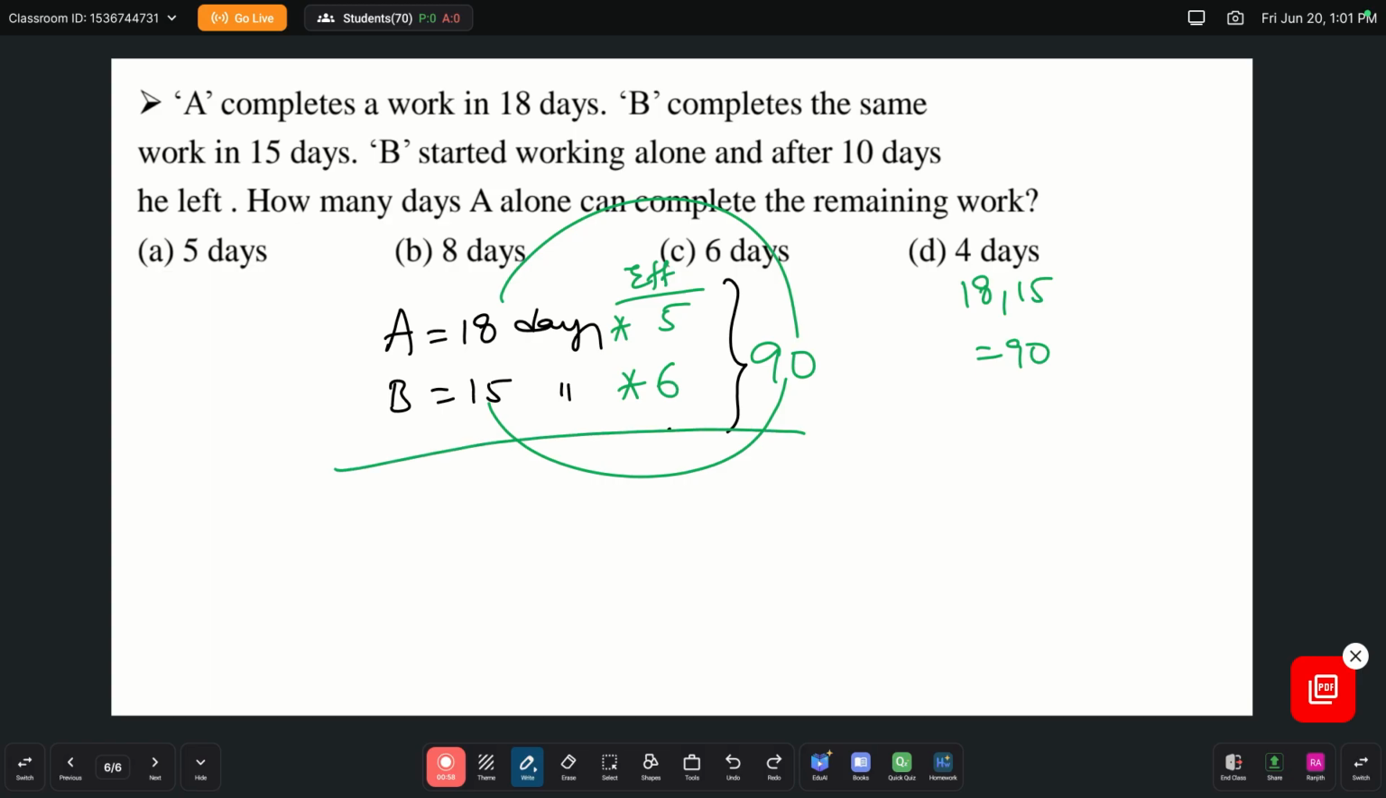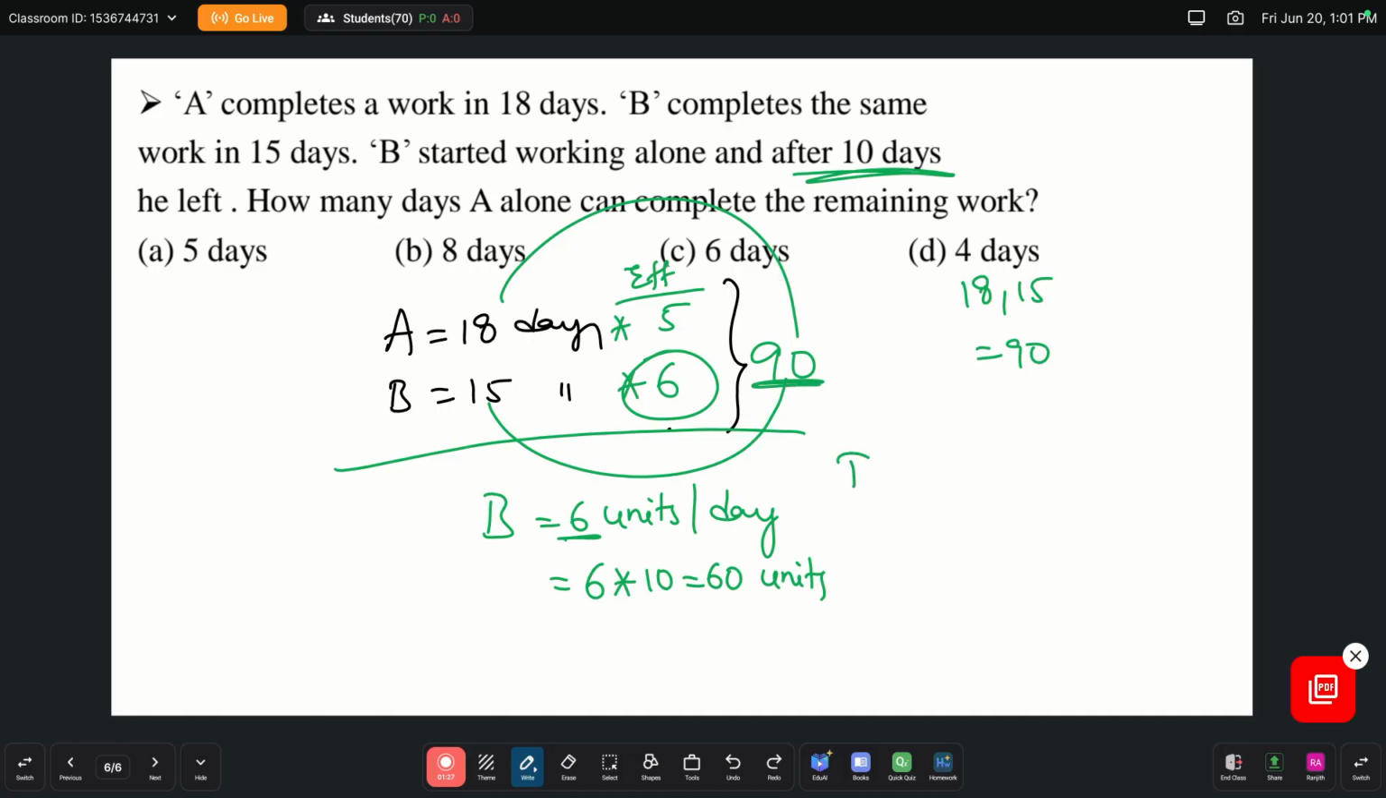The question is B started working alone. After 10 days, he left. So B started the work alone, and 1 day work of B equals 6 units per day. He worked for 10 days. So 1 day equals 6 units, 10 days equals 6 tens, which are 60 units. Total equals 90 units. Then the remaining work equals 90 minus 60, which equals 30 units.